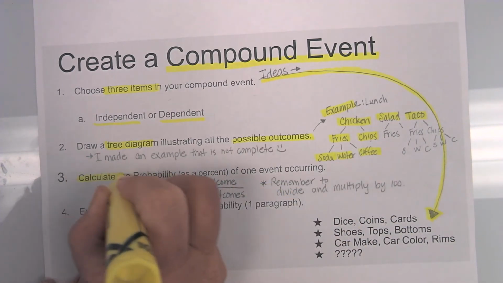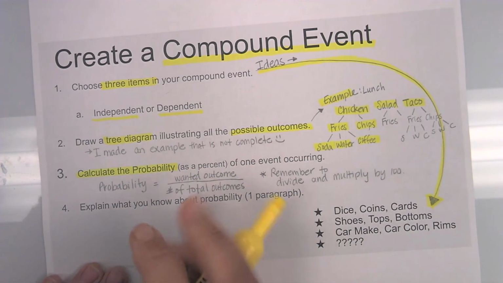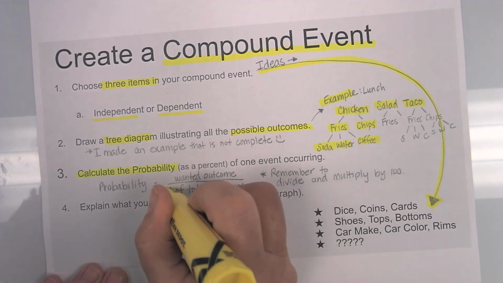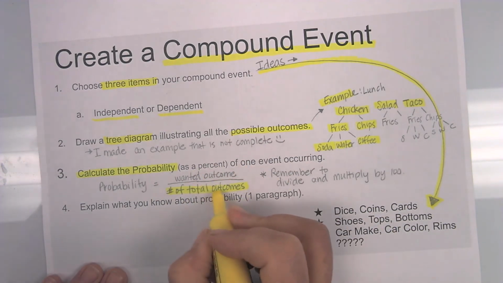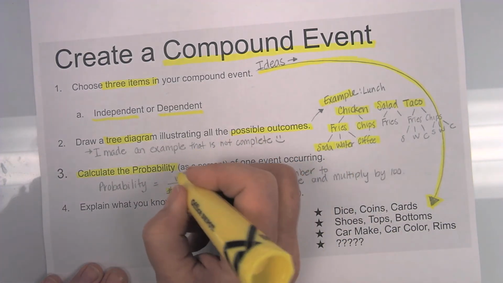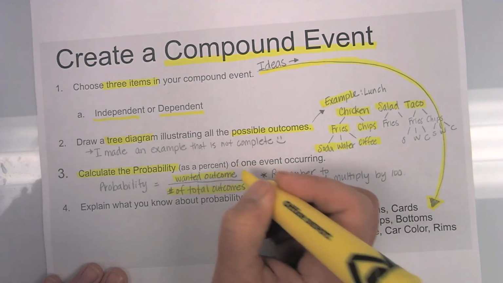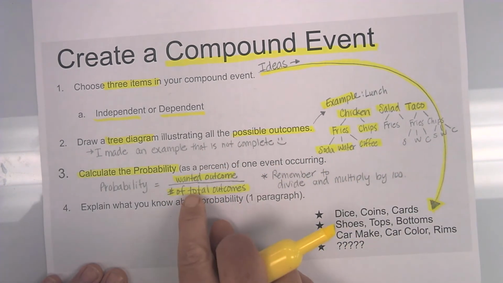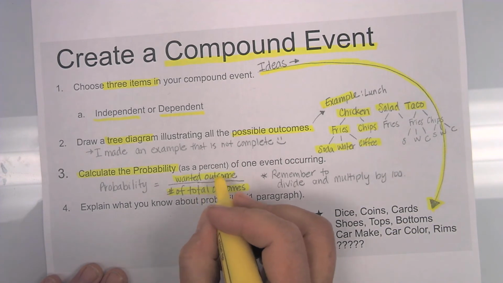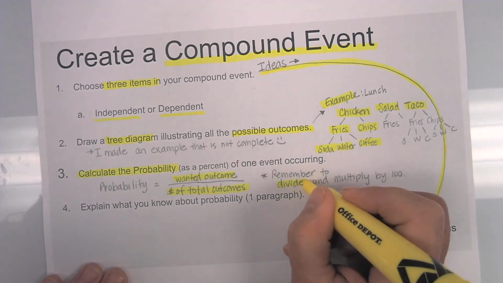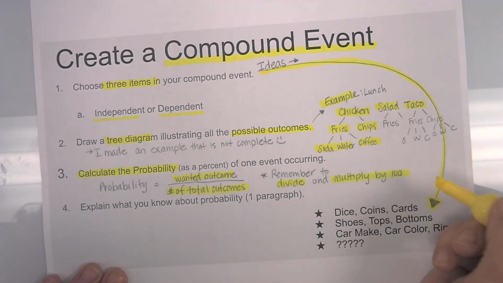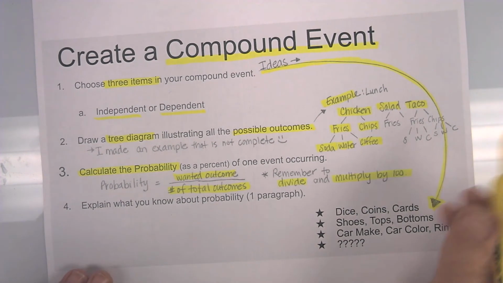You're going to calculate the probability. Just like we did yesterday, we took the total number of outcomes and used that as our denominator, and the wanted outcome. What are you wanting in this compound event? Then, once you have figured out your fraction, you're going to divide and multiply by 100 to get the percent.